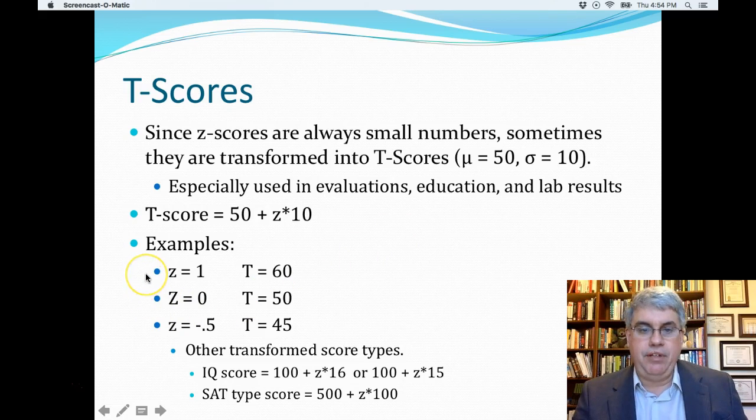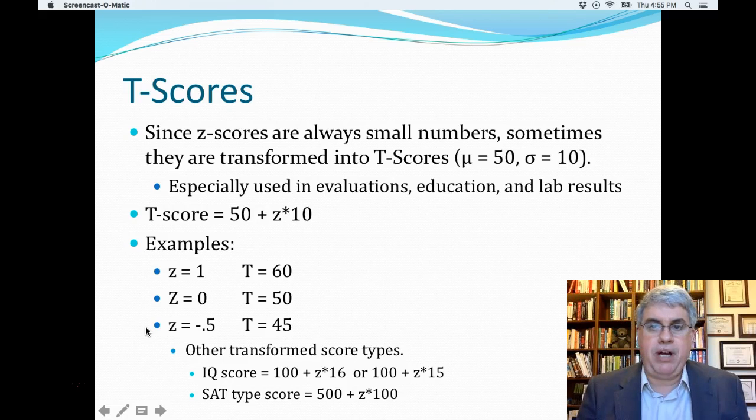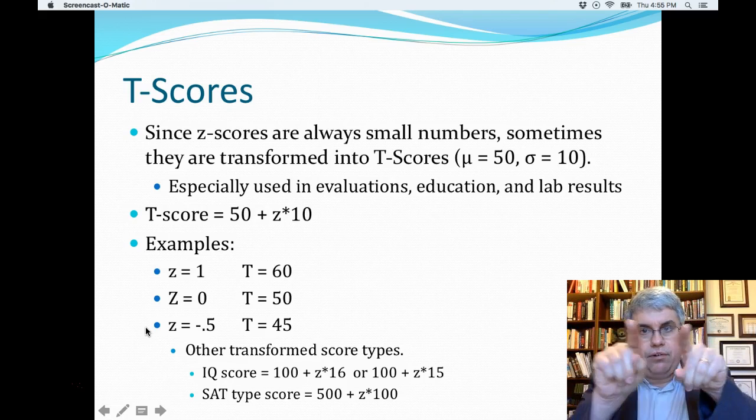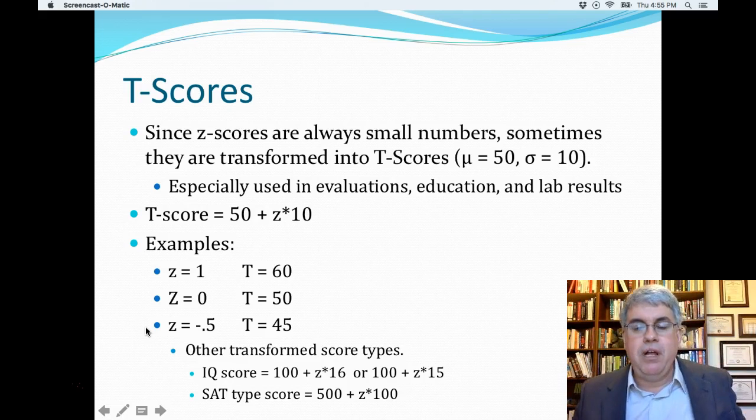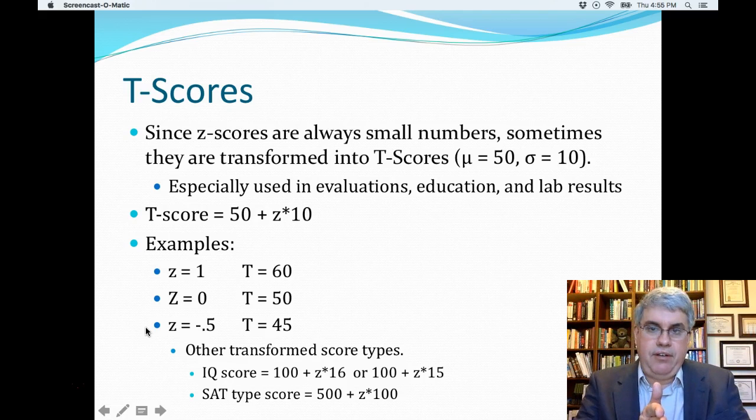So for example, if you have a z-score of 1, converting that to a t-score would be 50 plus 1 times 10 equals 60. A z-score of 0, which means an average score, would be a t-score of 50, and a z-score of minus 0.5, somewhat below average, would be 50 minus 0.5 times 10, or 45. So this type of transformation of a z-score continues to be a bell curve, but the mean changes, in this case to 50, and the standard deviation moves from 1 to 10.